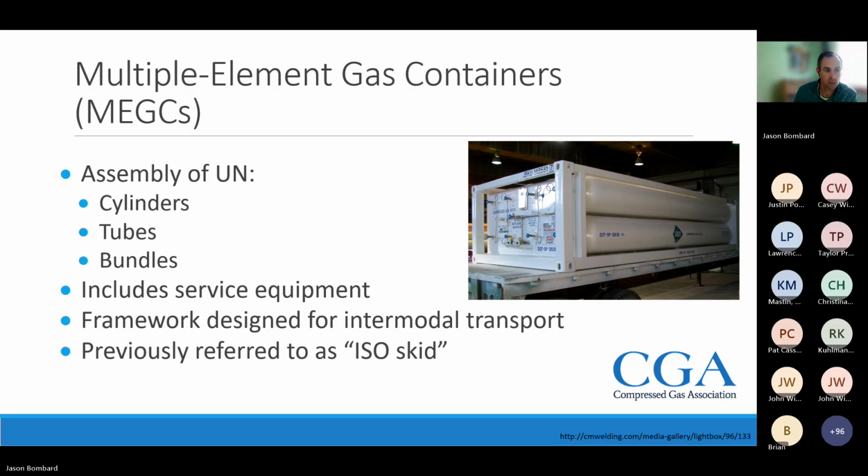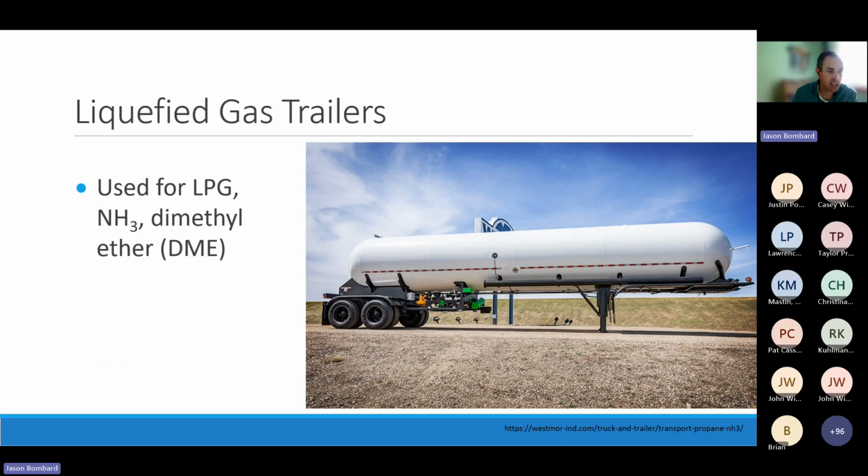For liquefied gases like LPGs, ammonia or dimethyl ether, these you'll typically see in gas trailers, something like this. They hold around 10,000 gallons. It's basically just a very large low pressure cylinder.